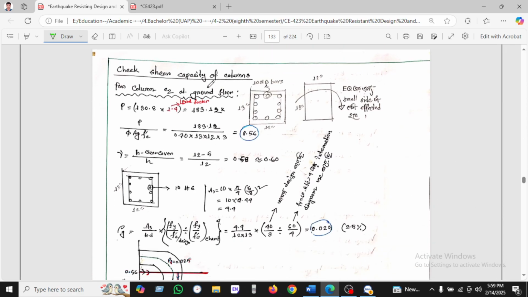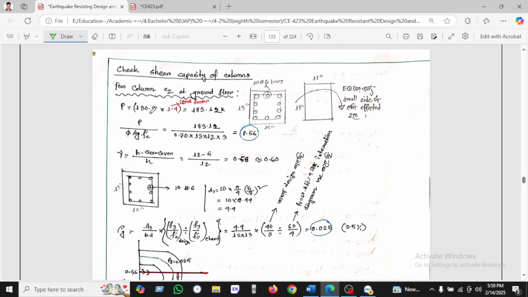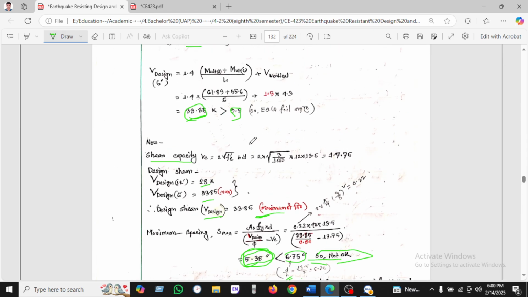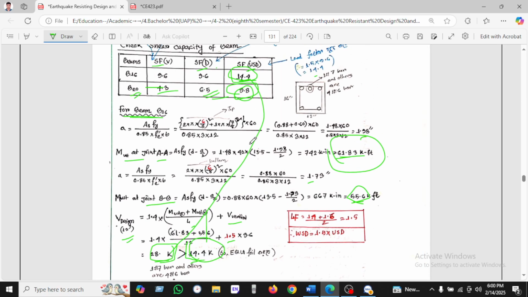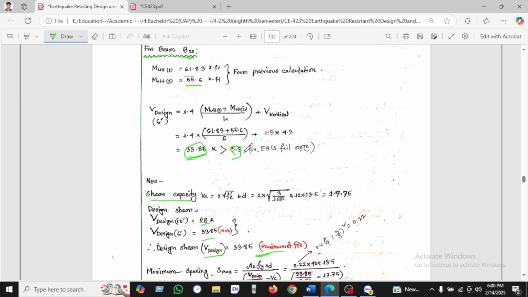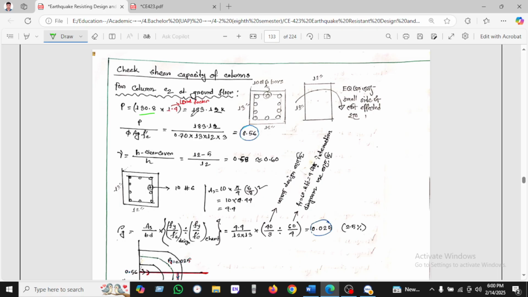Now we will be checking the shear capacity of the column. For column C2 we have been seeing there is no value given here. We have been found 130.8 in the previous data. 130.8, okay, 130.8, it will be multiplied 1.4 times, column 2.